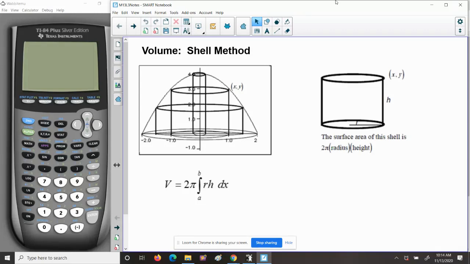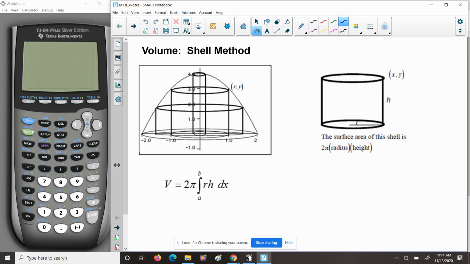Today we're going to take a look at finding volume using what is called the shell method, cylindrical shells. We use this mainly when we are rotating around a vertical axis of some kind, whether that's the y-axis or an x equals line.